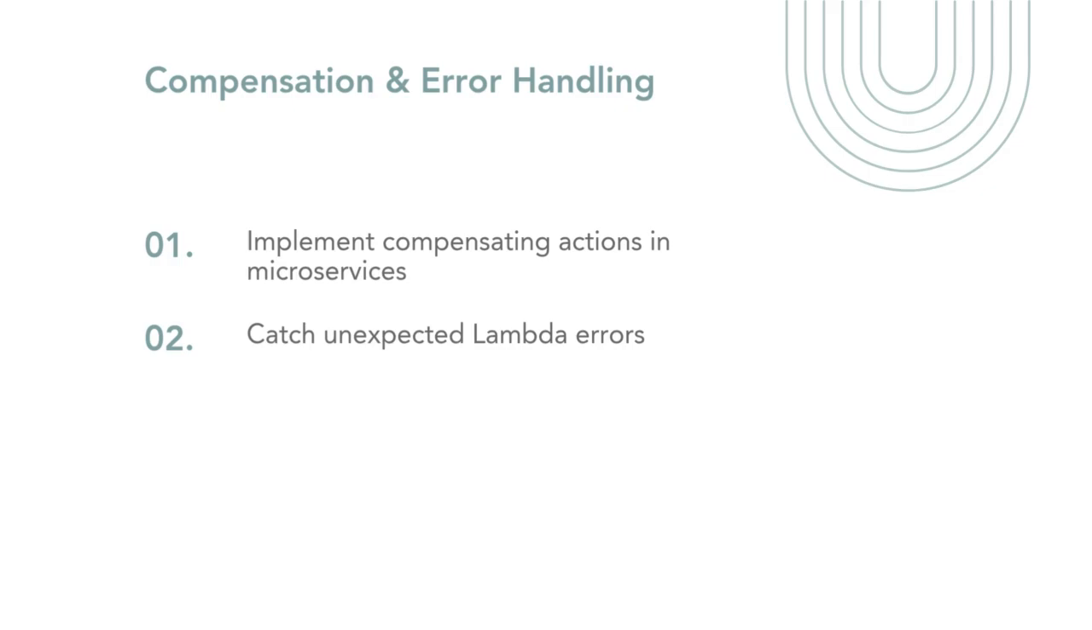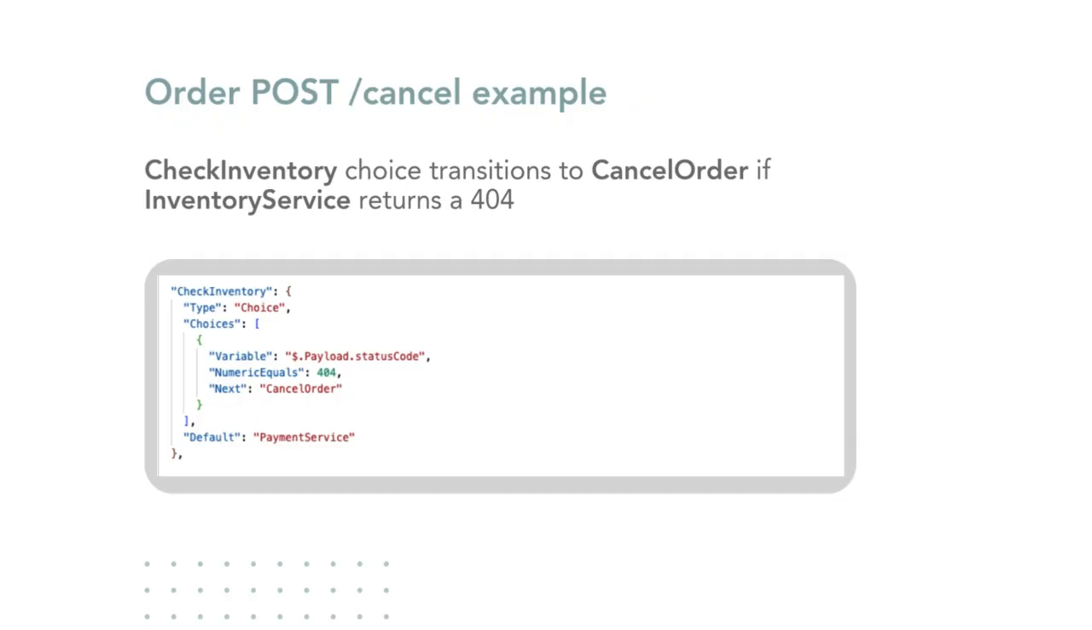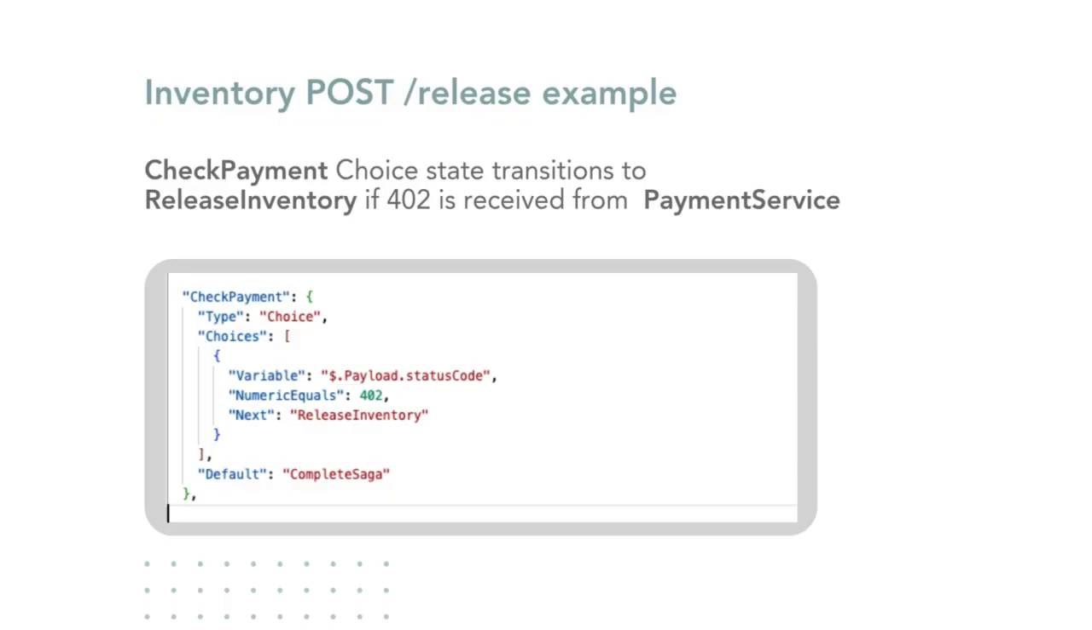So let's talk about compensation and error handling. We're going to implement compensating actions in the microservices. The check inventory choice transitions to cancel order if the inventory service returns a 404. And the check payment choice transitions to release inventory if a 402 is observed from the payment service.